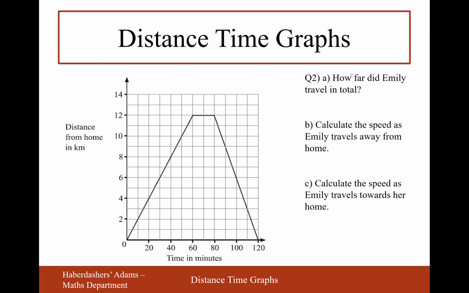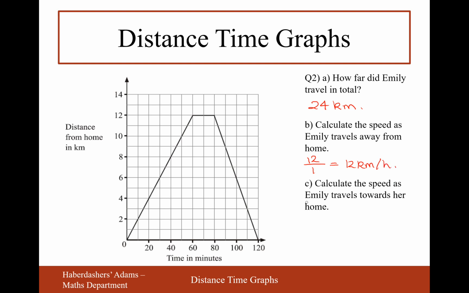Okay, so part A, how far did Emily travel in total? Well, she travelled 12 kilometres out and 12 kilometres back again, so in total 24 kilometres. Calculate the speed as Emily travels away from home. Well, she travels 12 kilometres in 60 minutes, so that's 1 hour, so that's going to be 12 kilometres per hour.